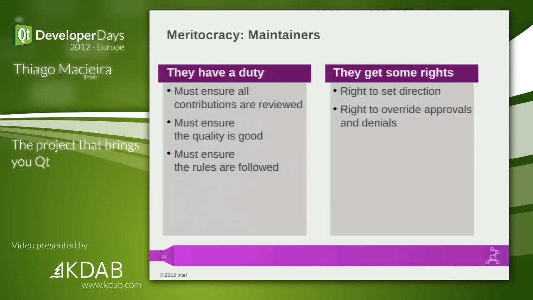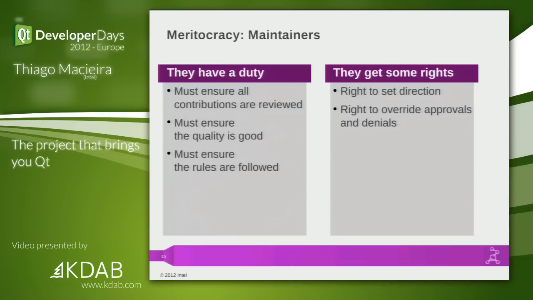Of course, with that, we get a little more right. We have the right to set direction. We have the right to say, in my module, we want to do these things in the next year. This is the direction we want to go as opposed to that other particular thing. And we have the right to override denials and approvals so that things go into that direction.